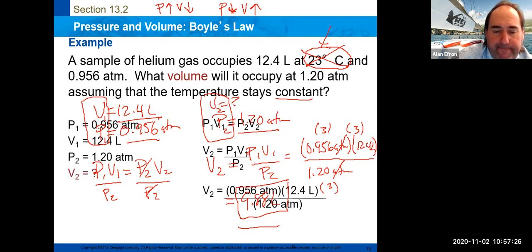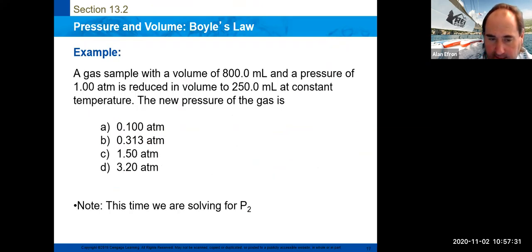Okay. So why don't you try one here? So a gas sample with a volume 800 milliliters and 1 atmosphere goes to 250, what is the new pressure? So see what you come up with here.